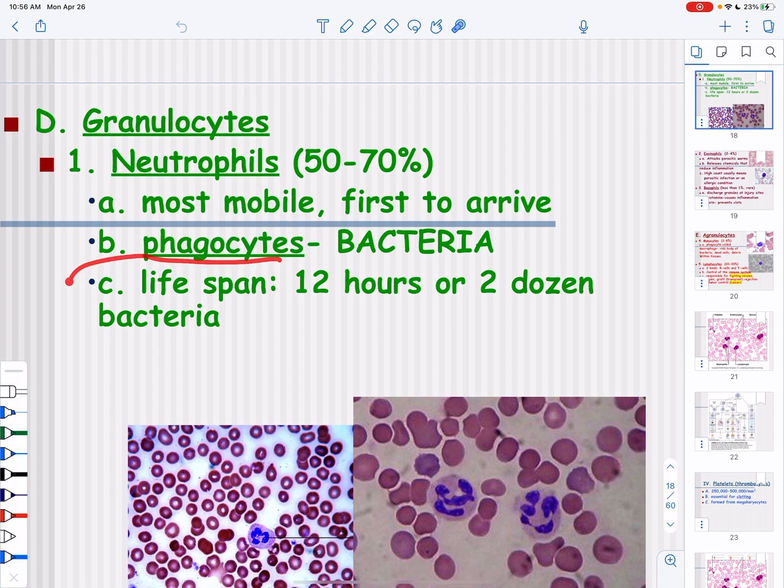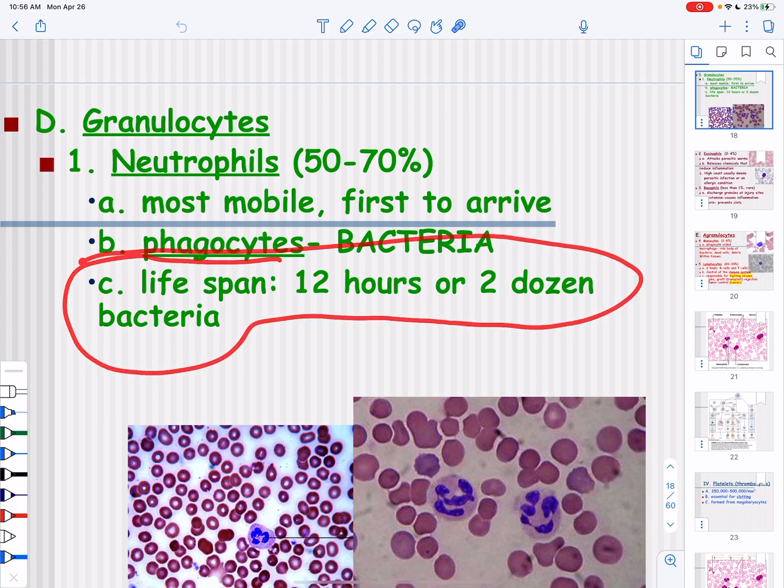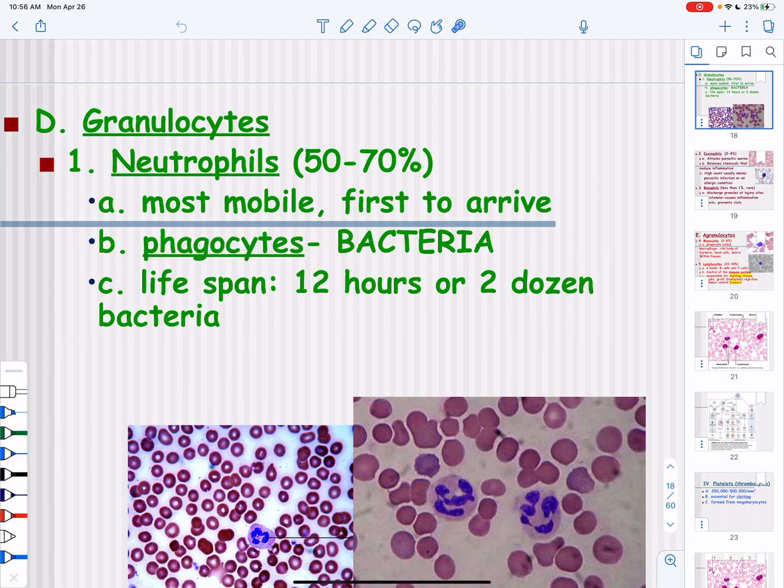Once your body starts making these cells, they only last for about 12 hours. In that 12 hours, they might consume about 24 bacteria. And if they do consume those 24 bacteria, they are then marked as waste, and your body will process them out as waste. Okay, so neutrophils are the most mobile. They're first to arrive on scene. There's a little video I will show you of neutrophils eating bacteria. It's kind of crazy to watch. But super, super cool. Again, I will show that to you, okay?